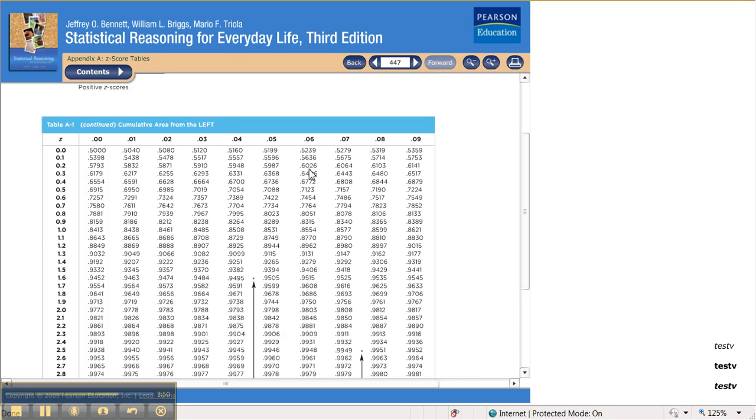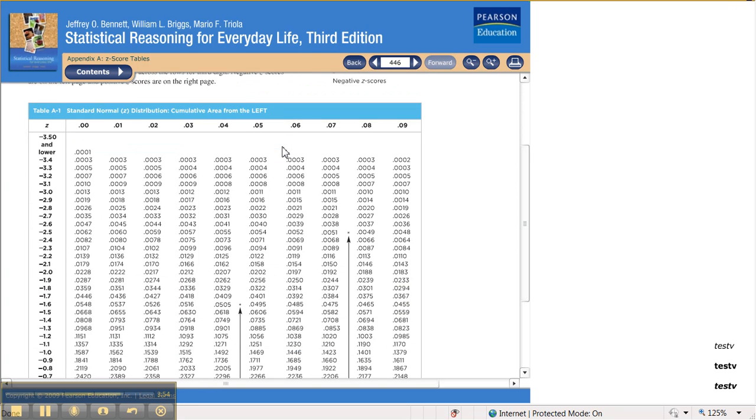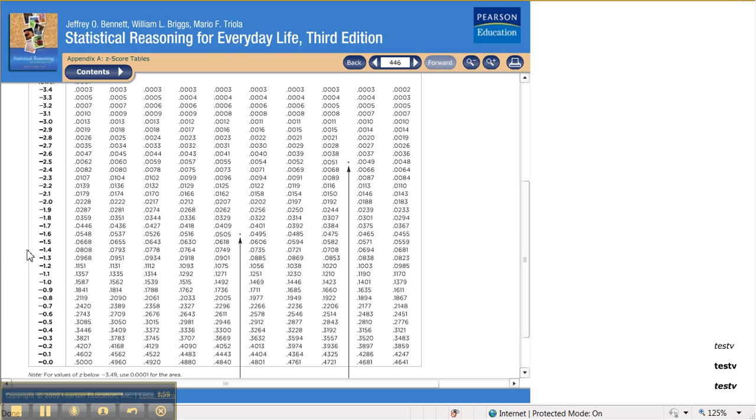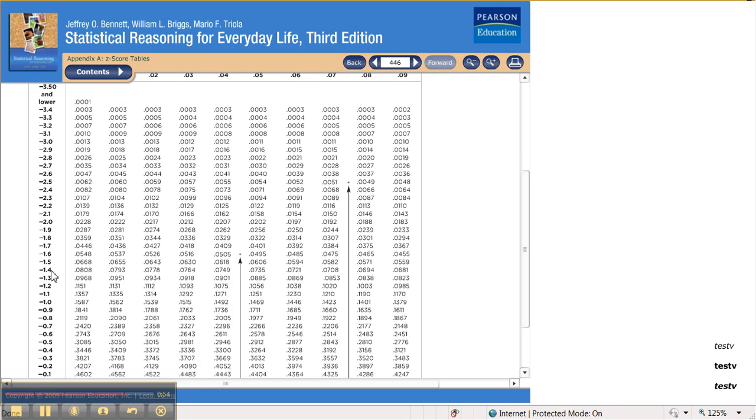And if you wanted to do some negative numbers, let's go back to the other side. If you wanted to find, say, negative 1.65, you would go down here to negative 1.6 and out to the 0.05 column. So negative 1.65 would be about 0.0495. This is the area to the left of negative 1.65 on that table, or under the normal distribution curve.